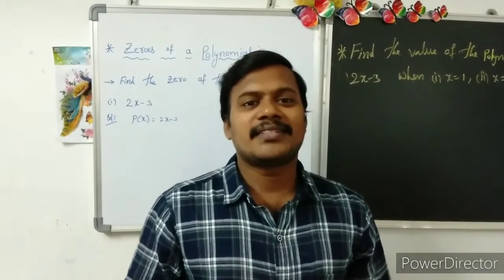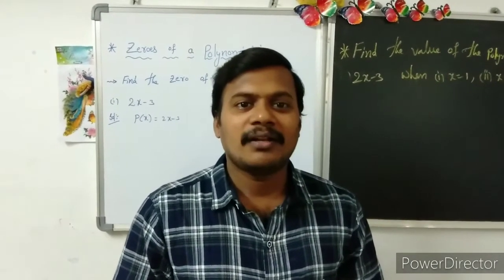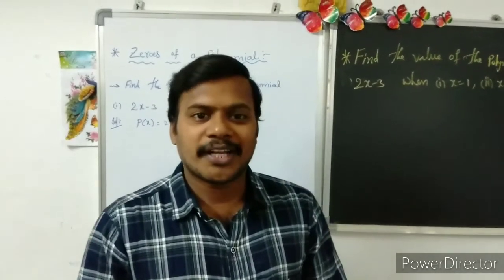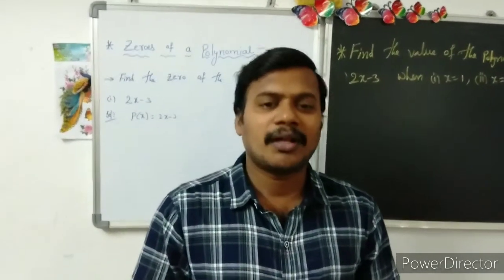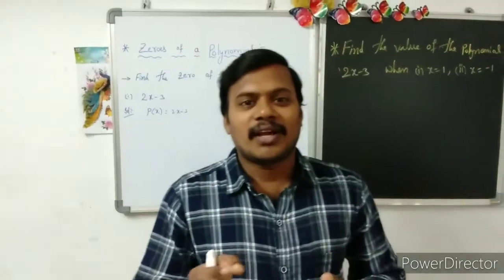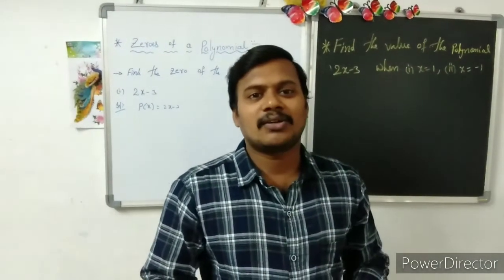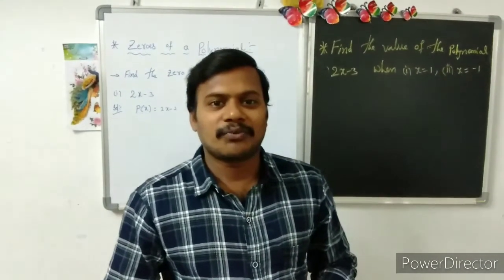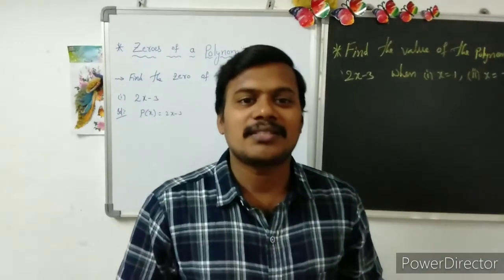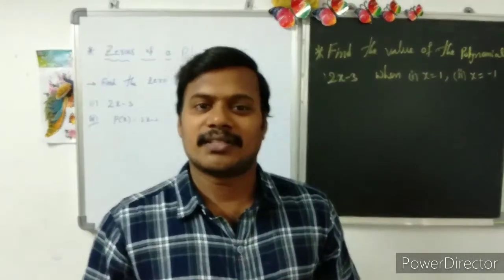So yesterday we discussed polynomials. What is a polynomial? Types of polynomials: linear polynomial, quadratic polynomial, cubic polynomial, biquadratic polynomial. Based on degrees, we conclude which polynomial it belongs to. Yes or no? Yes. And one more thing we discussed: coefficients of the polynomials and also the degree of the polynomial, right?